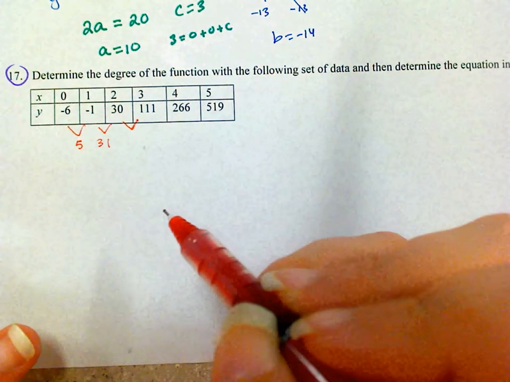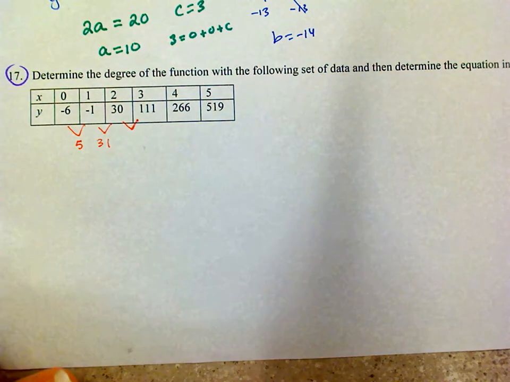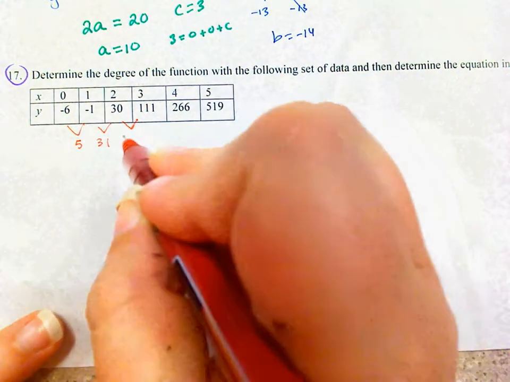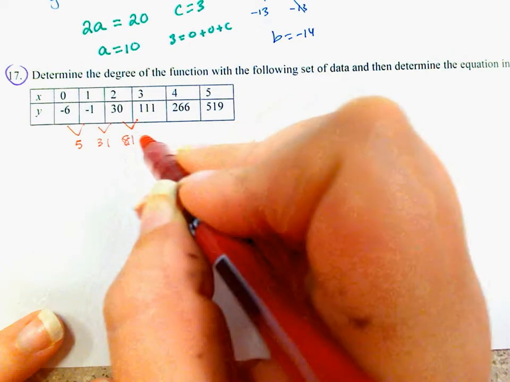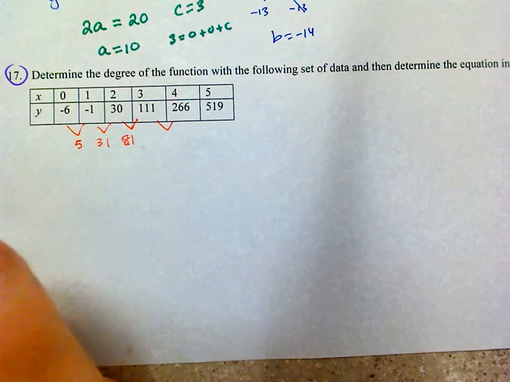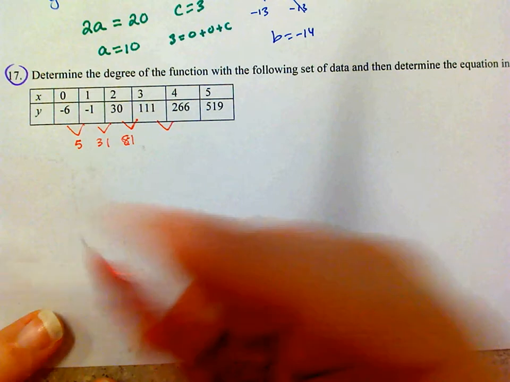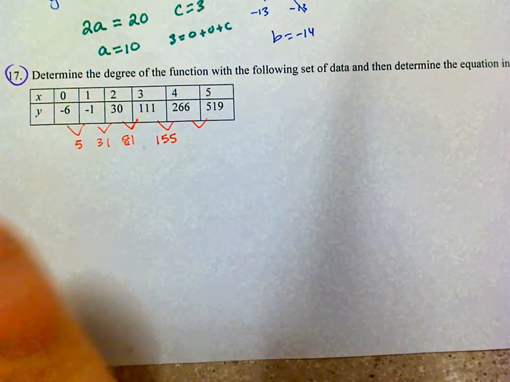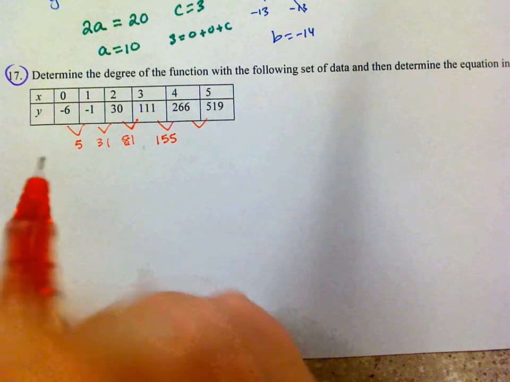111 minus 30, yep, 81. 266 minus 111 is 155, and 519 minus 266 is 253. Okay, let's do it again.